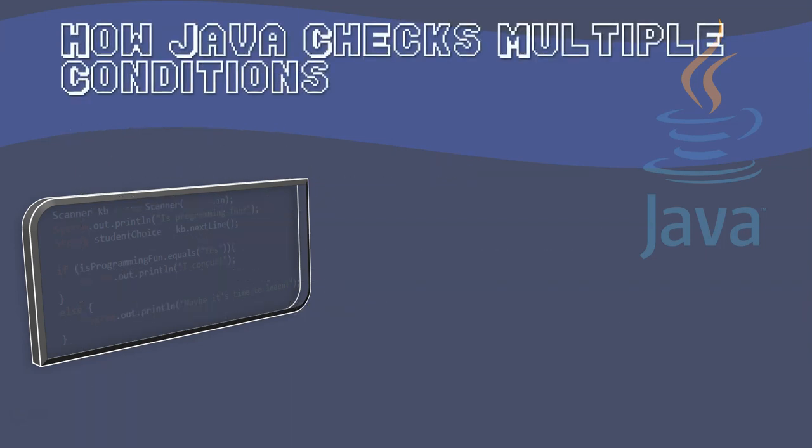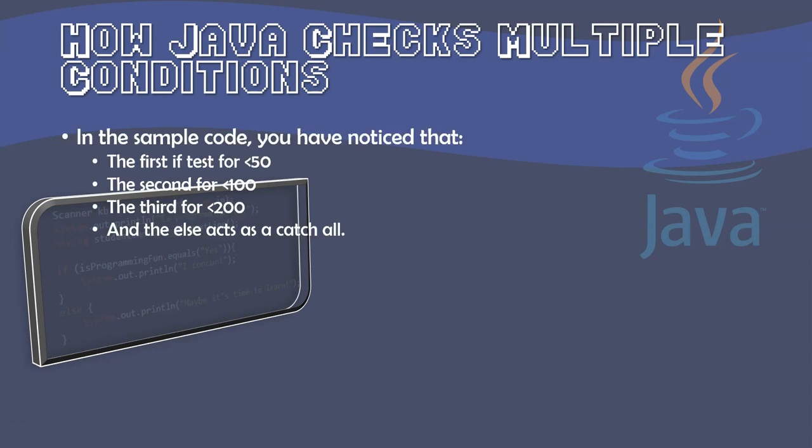Now, how does Java actually check those multiple conditions? Because obviously, what if something has the same value or could meet more than one of those conditions? Well, if we look at the sample code, the first if test is going to see if it's less than 50. The second one is less than 100, third less than 200. So, for example, if I pick the number 10, technically 10 would meet all these conditions. 10 is less than 50, 10 is less than 100, 10 is less than 200. And of course, our else statement is a catch-all. It's going to say if it doesn't meet any of these, let's go ahead and execute this. Which, in this case, it wouldn't. But which one of these if or else-ifs would it actually use?